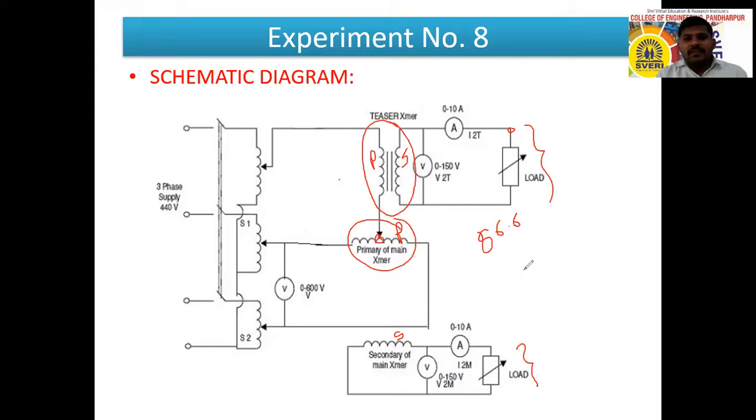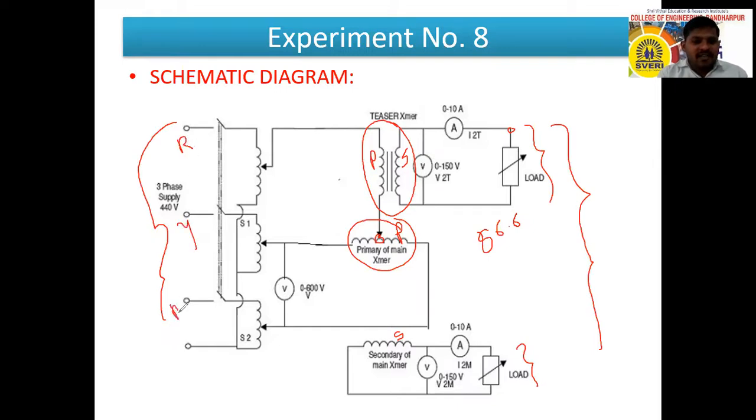That means there is a 2-phase load on the secondary of these two transformers. On the primary of these transformers there is a three phase supply. See here, this is the three phase supply. So we are converting three phase to two phase. Suppose this is the R phase, this one is the Y phase, this one is the B phase, and here it is neutral.